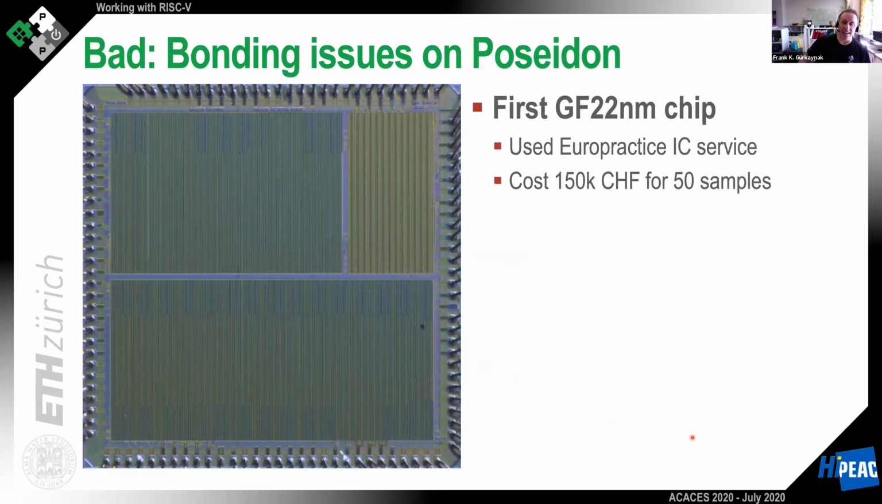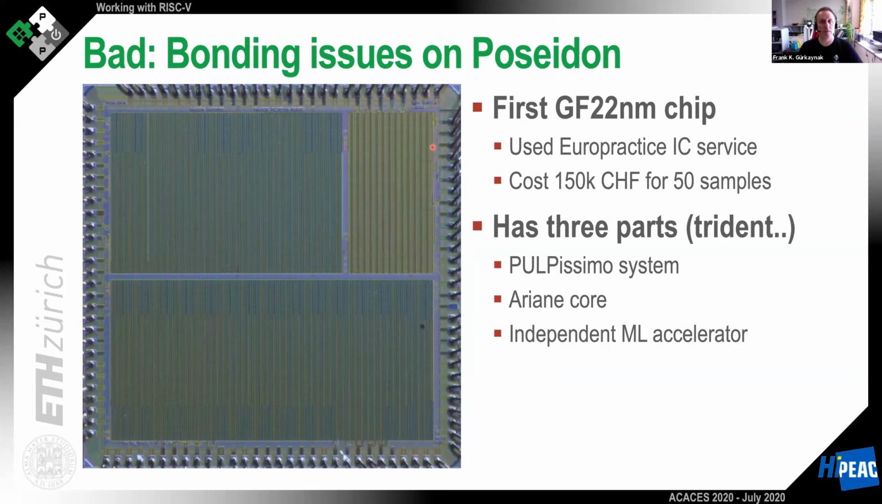So let's go to the bad. Yesterday, Luca was talking about this. This is Poseidon. It is our first 22 nanometer chip, even before the Cosmodrome. We used the Europractice IC service. I paid about 150,000 for 50 samples. It has 3 parts. That's why it's called Poseidon, because Poseidon has a trident. If you've ever been to Bologna, there's a statue of him with his trident. So it has 3 parts. That makes sort of sense.